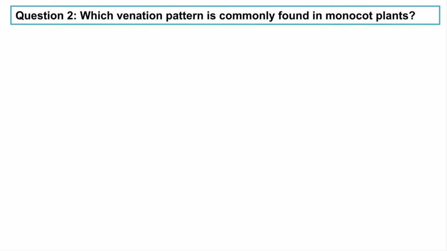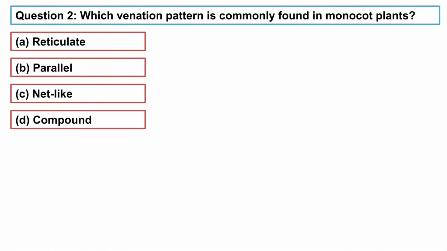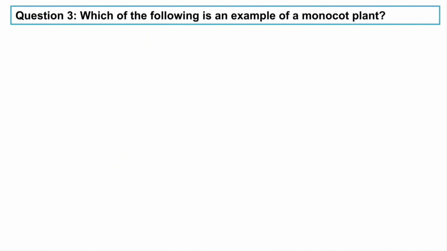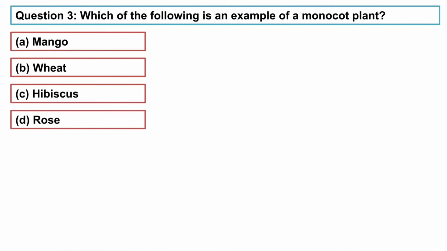Next question, which venation pattern is commonly found in monocot plants? So about monocot plants, is it reticulate, parallel, net-like or compound? So what will be the answer? The answer is parallel, okay, parallel venation. And which of the following is an example of a monocot plant? Now example of monocot plant: mango, wheat, hibiscus or rose. So the correct answer is here wheat, okay, wheat.